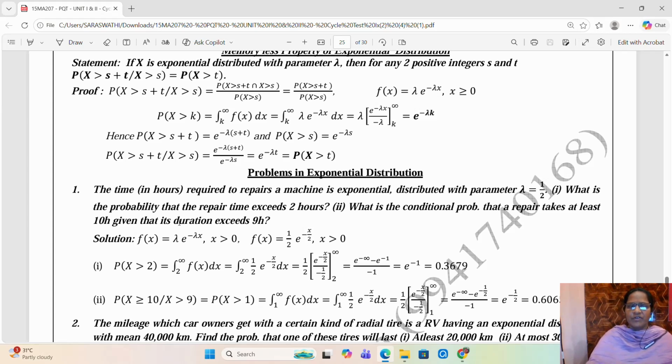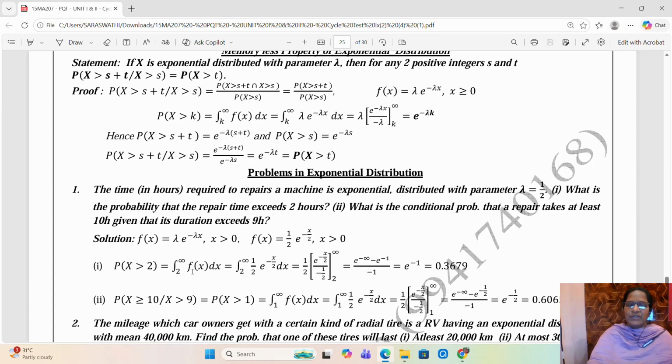So we have the first formula, the continuous distribution of the exponential distribution. PDF is f of x equal to lambda into e power minus lambda x, x greater than 0. Here the value of the parameter given is lambda equal to 1 by 2. So f of x is 1 by 2 into e power minus x by 2, x greater than 0. Now the first question, what is the probability that a repair time exceeds 2? At least 2 and more than 2, exceeds 2 means only X greater than 2.